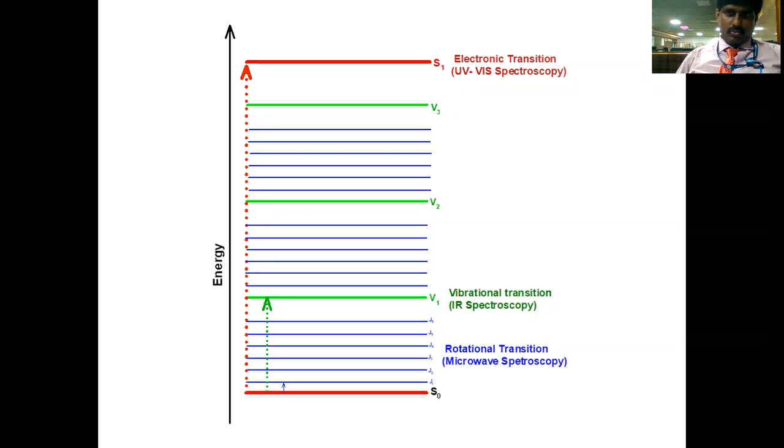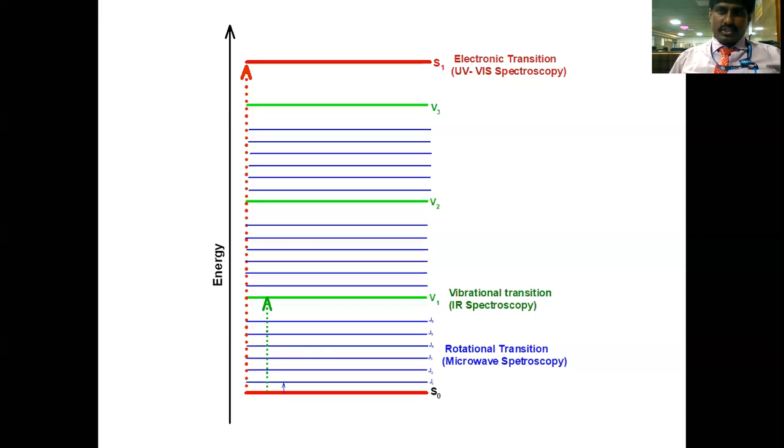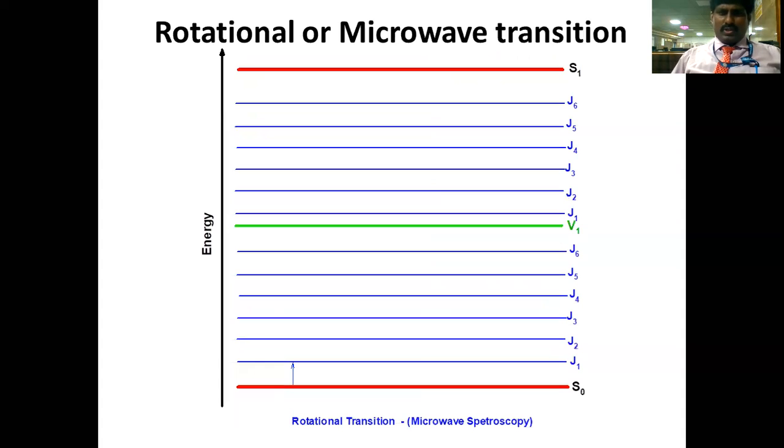Okay, J0 to J1, J1 to J2, or J2 to J1, or J1 to J0, like that. The transition between these rotational energy levels was indicated by J, vibrational transition level was indicated by V, and electronic transition was indicated by S. This is a close view of rotational energy levels within vibrational levels, that is V0 to V1. We have a number of J levels, that is J1 to J6, and still more.